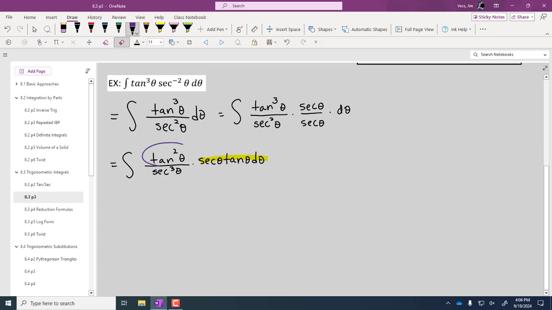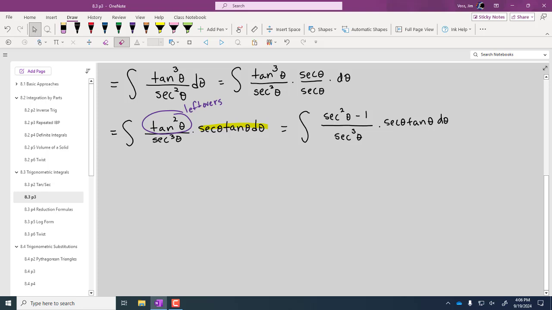You're focusing on tangent. Tangent was to an odd power. You pulled off a sectan. These are the leftovers, so those have to be converted. And those are going to be converted over to secants. So tangent squared is secant squared minus 1 over secant cubed. And now we're ready for u sub.